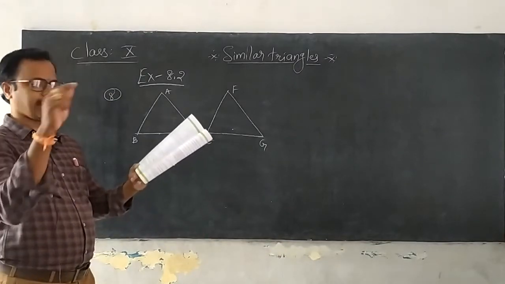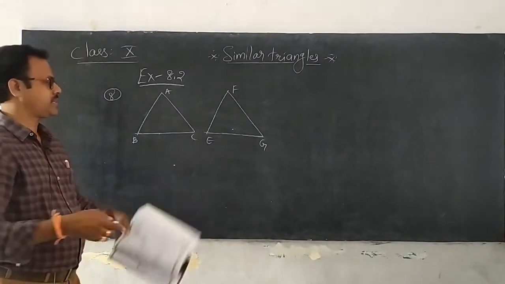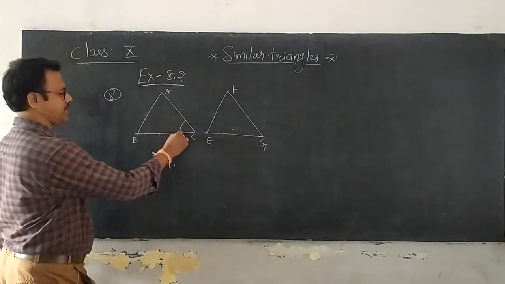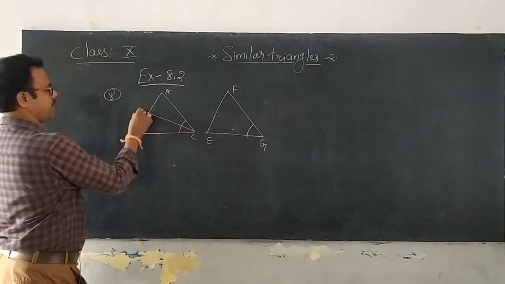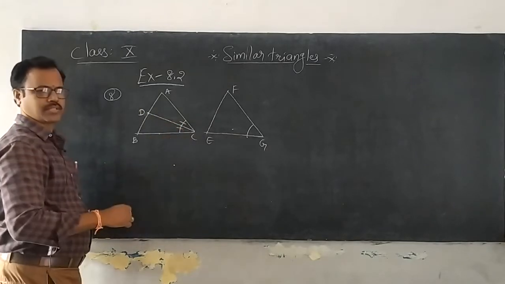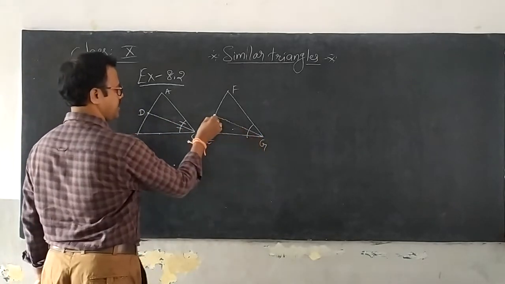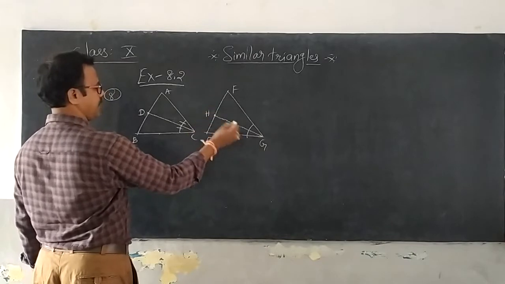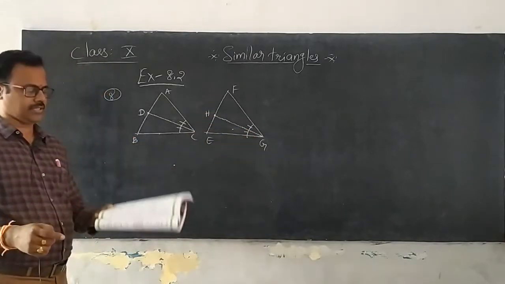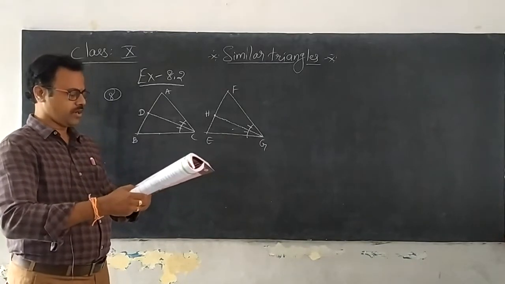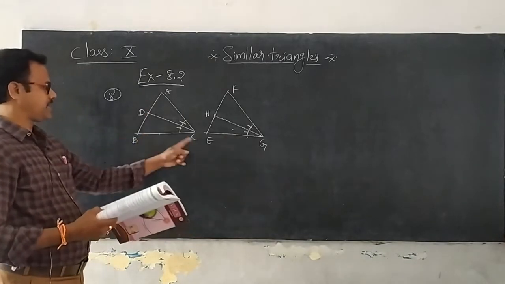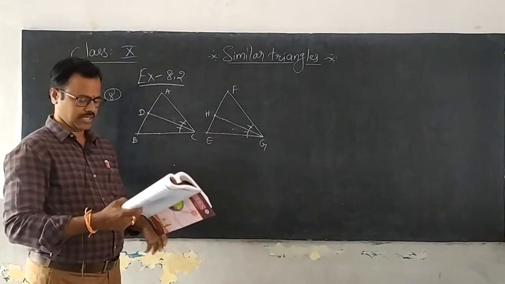Alright. Again I read the starting one. CD and GH are the bisectors of angle C and angle G. So, CD is the line which bisects angle C. Similarly, GH is the line which bisects the angle present there. Is it clear? Right. CD and GH are the bisectors of angle ACB and angle FGE.